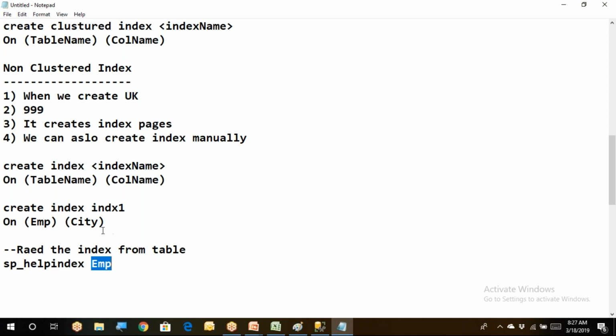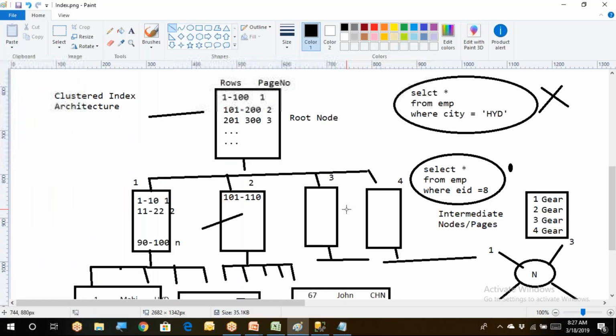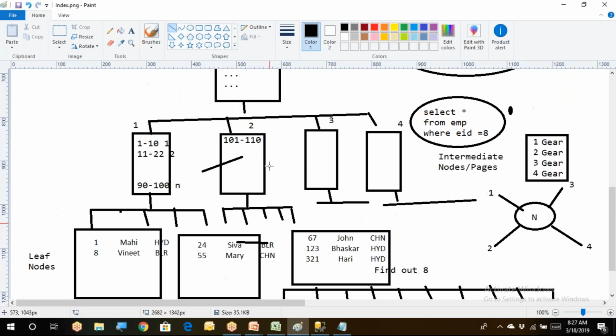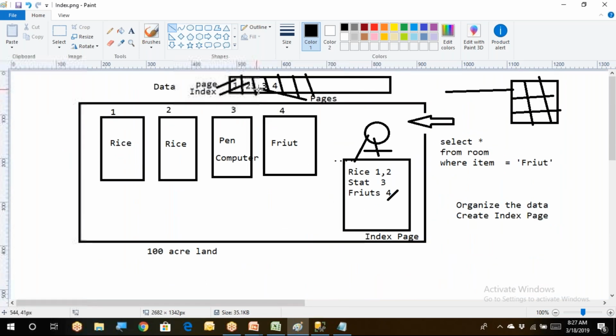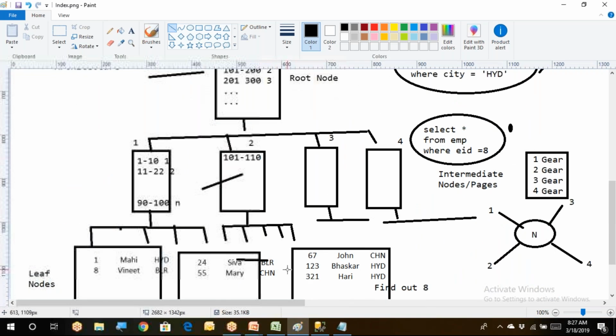Now I've created one index on the city. Now how would things happen? There is already one index available. The data is organized like this, but physically it is going to be stored like this. You need to understand, this is the root node, then you have intermediate nodes here, then you have leaf nodes here. Everything is next to each other only, but for understanding purposes I have written it like this. Clear?